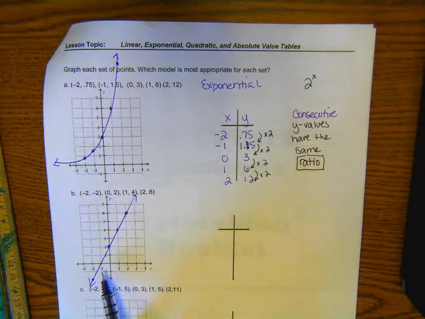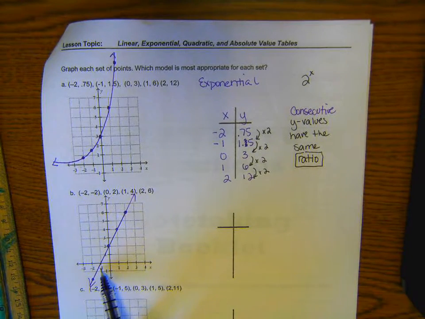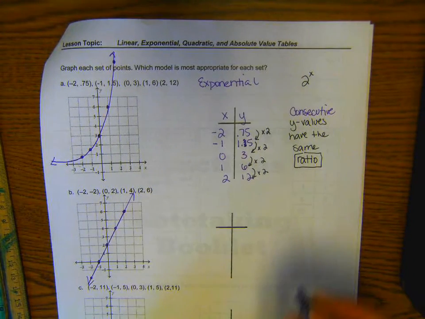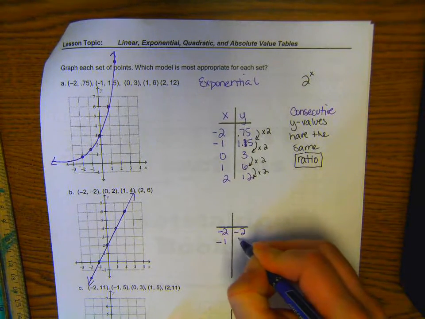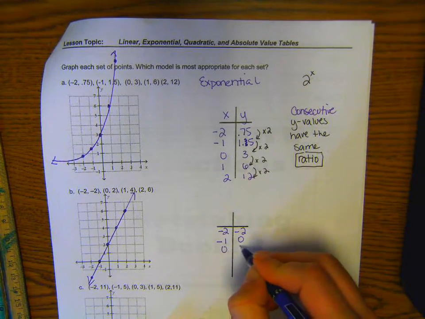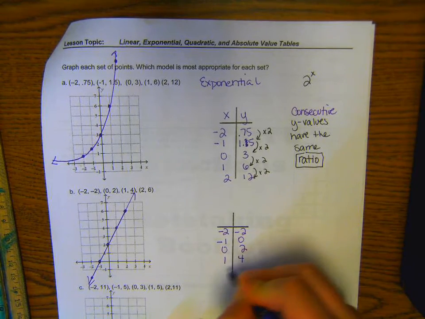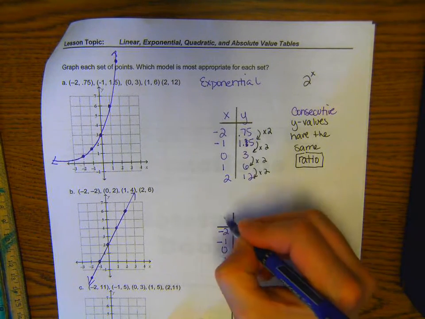Hey, and did you notice that there was a point missing down here? What point is that? -1, 0. So I'll just add it in when I put it in my table. So here we go. -2, -2; -1, 0; 0, 2; 1, 4; 2, 6.